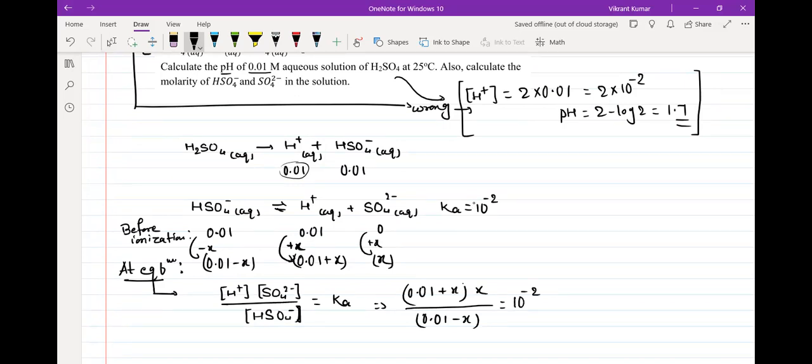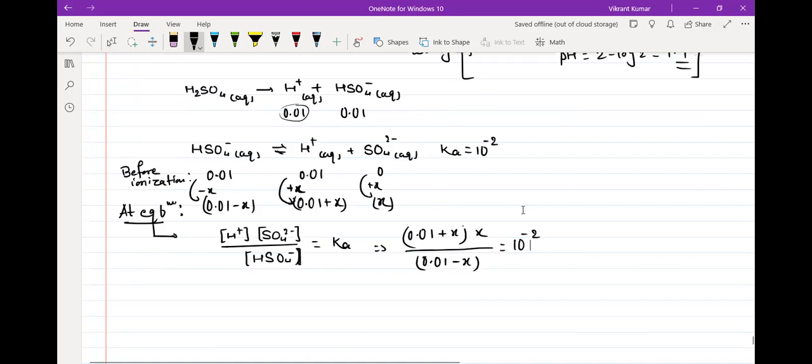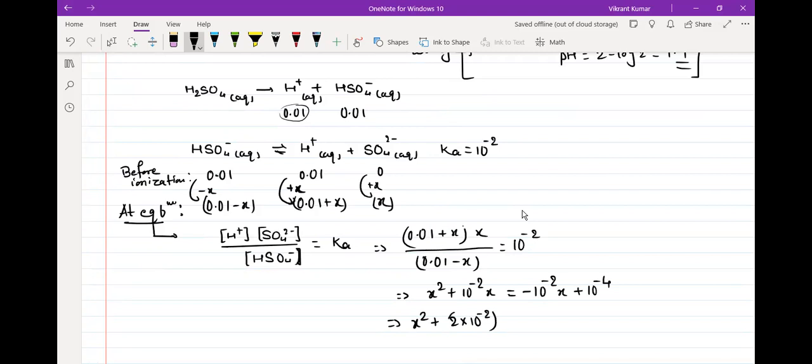Now, if you solve it, we are getting x square plus, I'll write this 10 raised to minus 2 itself, this much is equal to minus 10 raised to minus 2x plus 10 raised to minus 4. So we are getting x square plus 2 into 10 raised to minus 2x, and don't write 10 raised to minus 4 here. And then we have to write minus 10 raised to minus 4, that is 0. And now we have a quadratic.